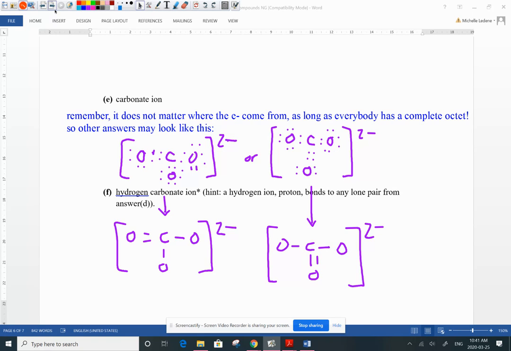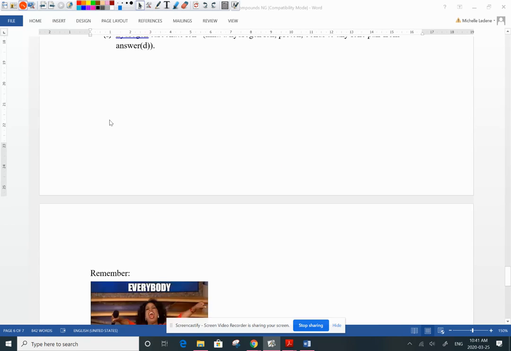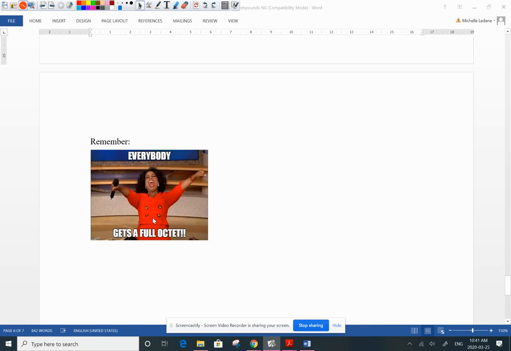So no matter where those electrons come from, as long as you have the correct total number of electrons, everybody has an octet, and you have the giant bracket with the charge on the outside, your diagram is correct. Because remember, everybody gets a full octet. Great question. Any more questions?